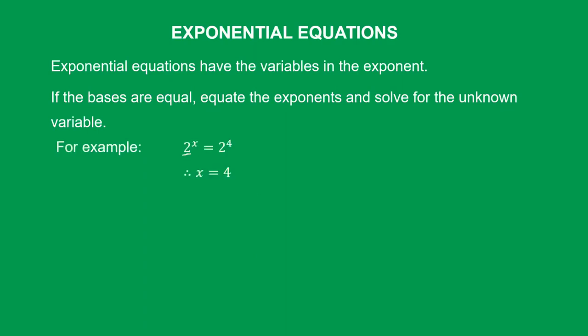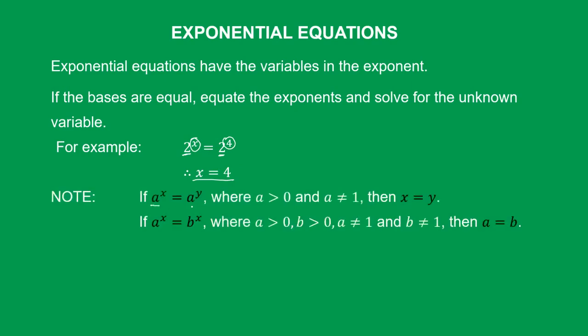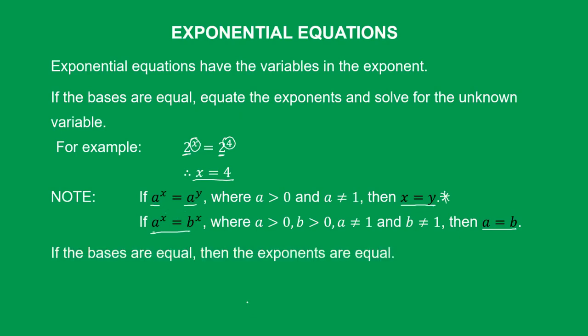Like here, the base here is 2, the base here is 2. Therefore, the exponents are equal. Therefore, x is equal to 4. If the bases are equal, then the exponents are equal. If a to the power x is equal to a to the power y, therefore x is equal to y. Again, there's the reverse: if the exponents are equal, we equate the bases. Please remember this. In this tutorial, we're going to concentrate on the case where the bases are equal and we're equating the exponents. If the bases are equal, then exponents are equal. And if the exponents are equal, then the bases are equal.